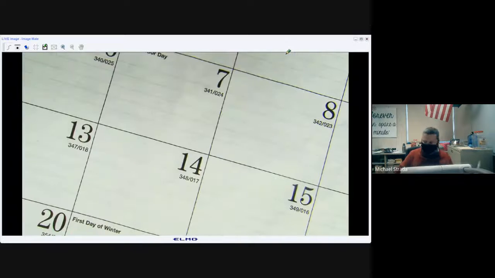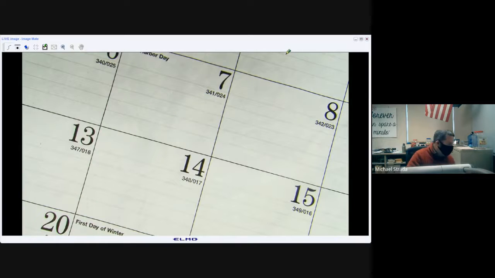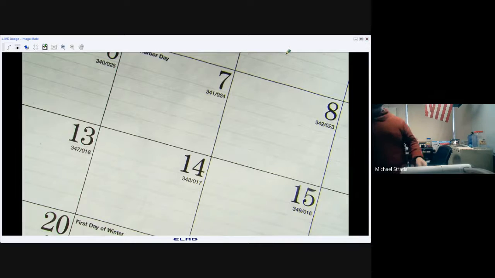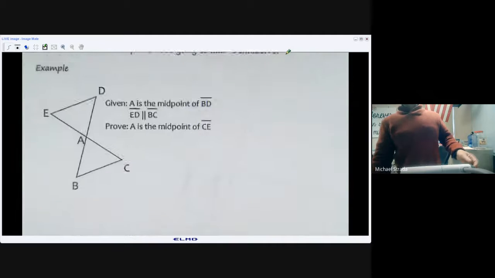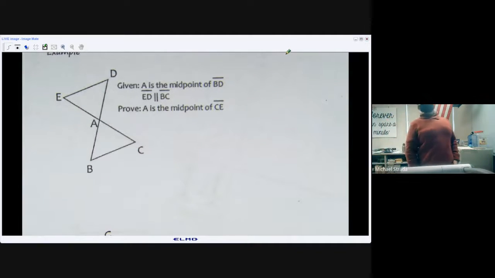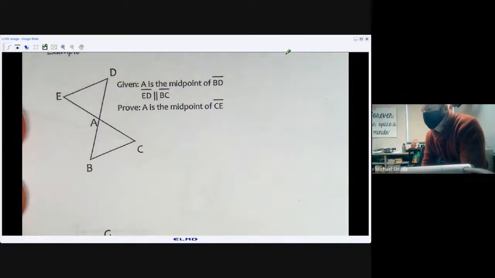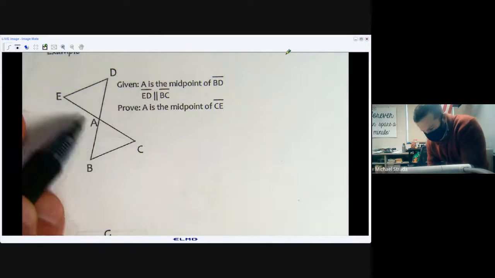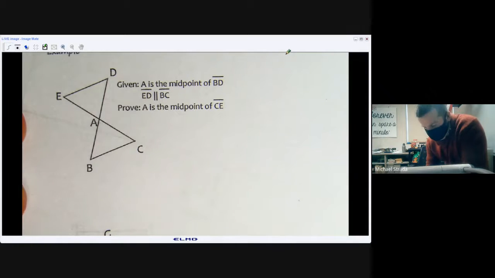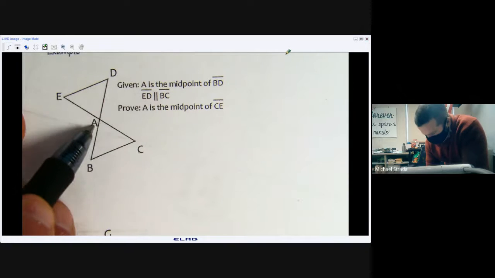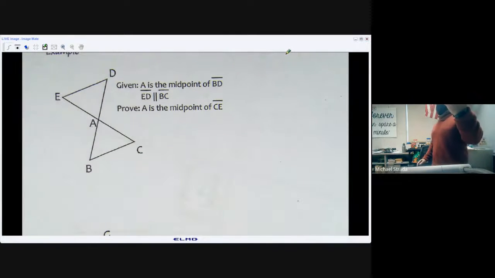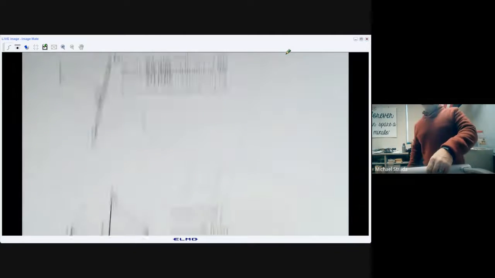Okay. So, your homework this evening involves, like I said, 8 proofs. You can write them in any format you like. In the first one, you have to prove A is the midpoint of CE. If A is the midpoint of CE, then what 2 segments have to be congruent? AC and what? AE. How are you going to say they're congruent? By what 5 magic letters? CPCTC.